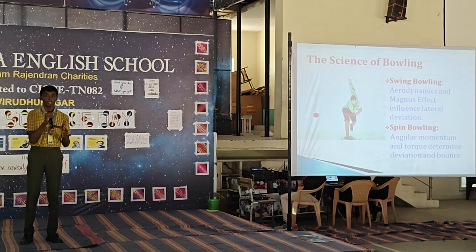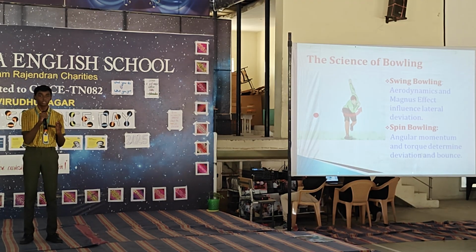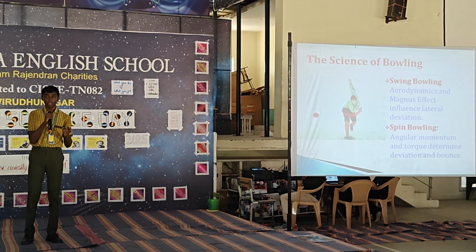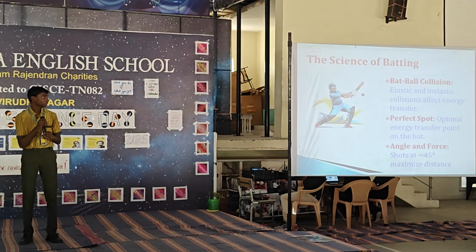Aerodynamics and the Magnus effect influence the lateral deviation. Spin bowling. When the player spins the ball, it bounces in different directions. This is because of angular momentum, which controls the ball's movement and spin and bounce after traveling forward.